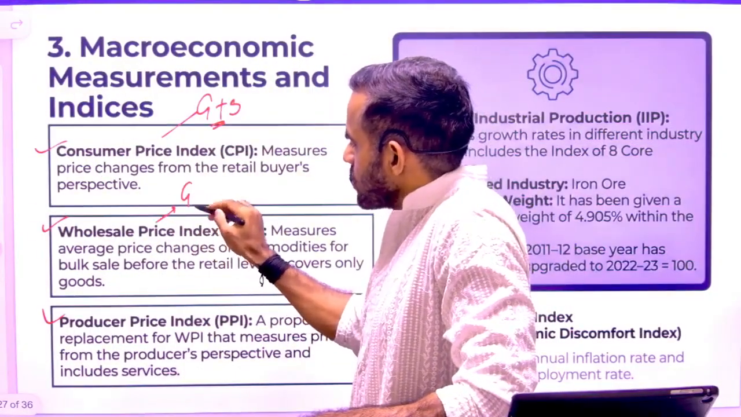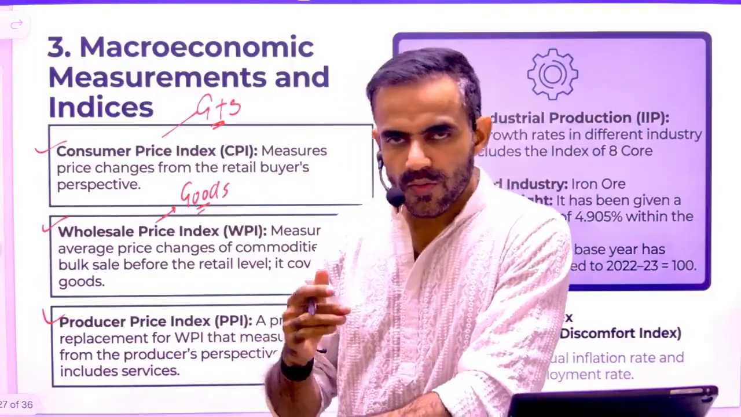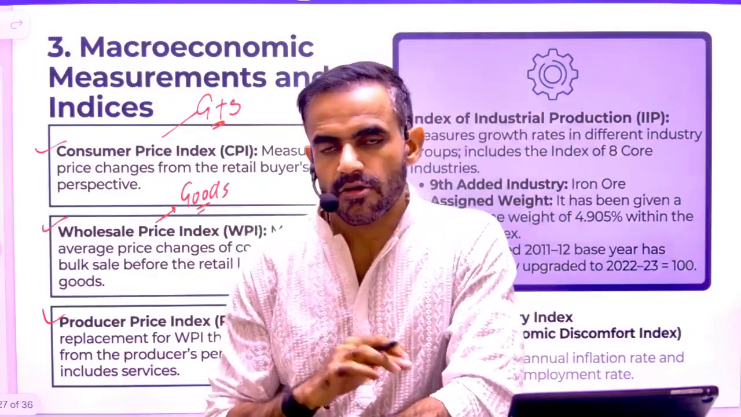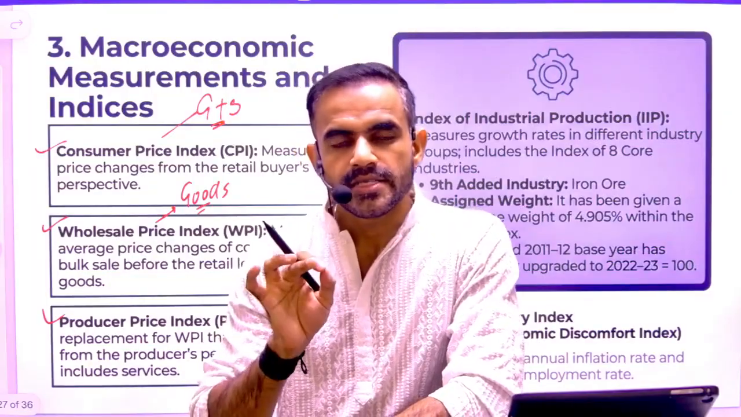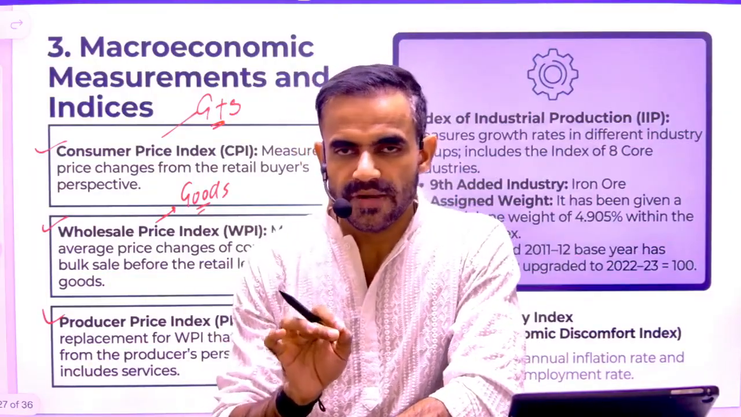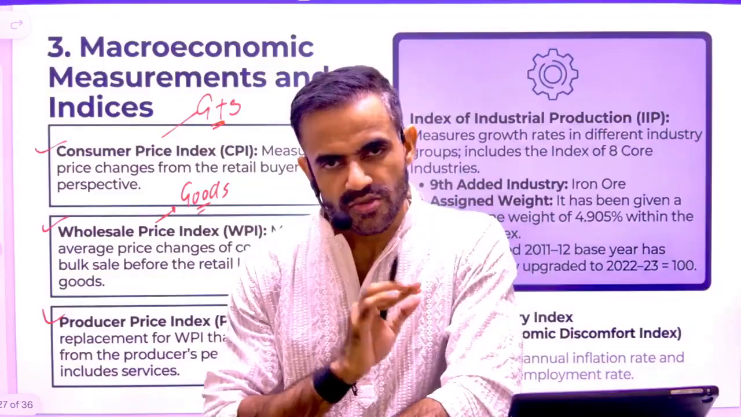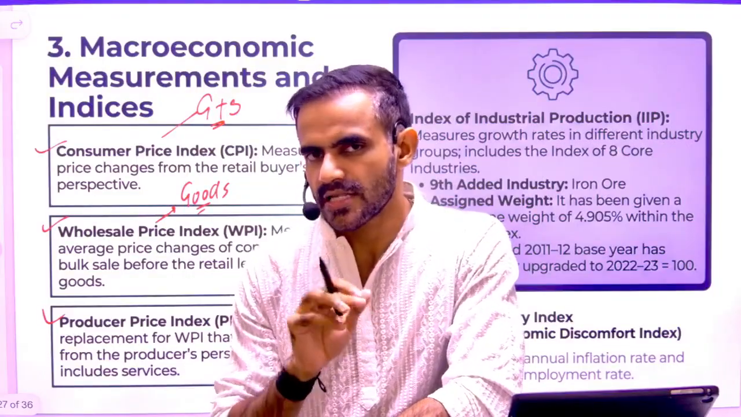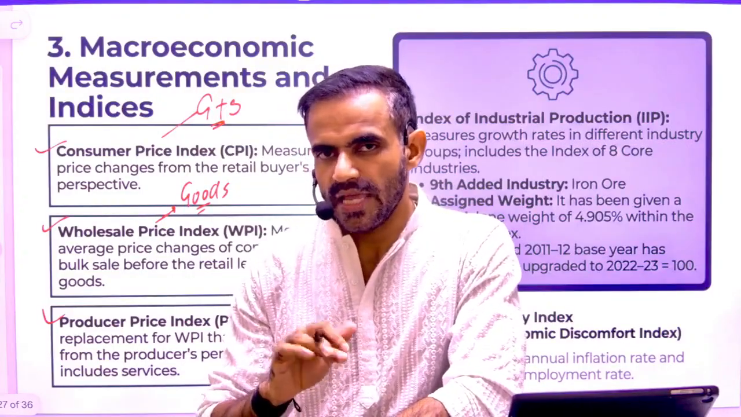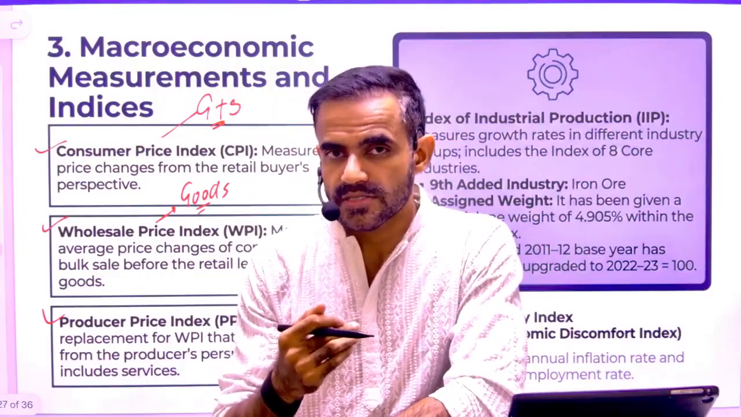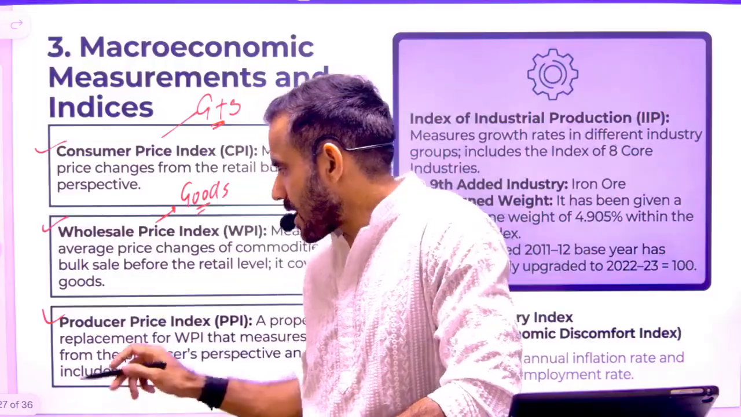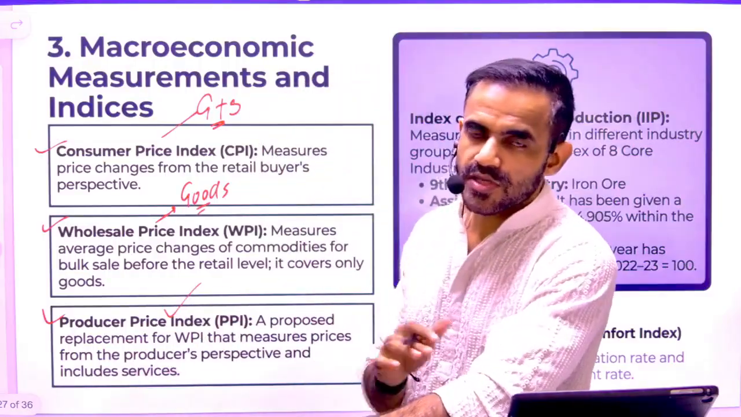WPI covered only goods. In our economy, we are going to cover this part in detail in the economic growth chapter. In our economy, the service sector contributes roughly 55%. So that was not reflected in WPI. That's why the government is saying that, okay, we will now set up a new mechanism and we will start this PPI as well, that is producer price index.